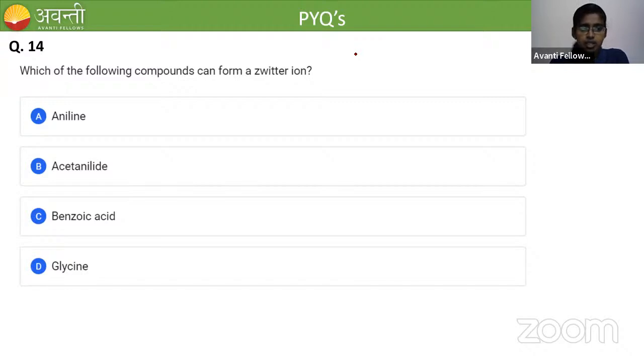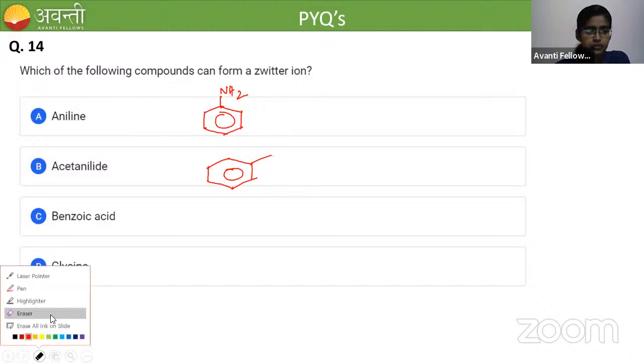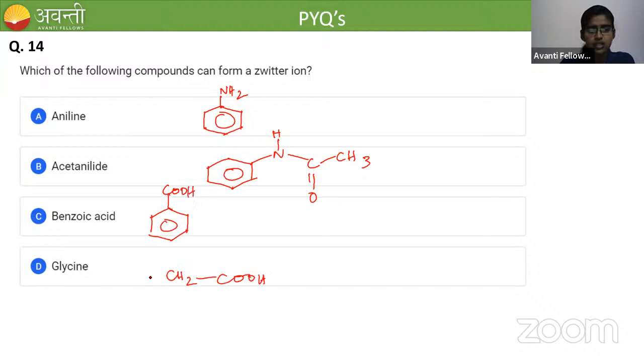Okay. So you can see 4 options on your screen. Option A is aniline, C6H5NH2. Then acetanilide, so let me draw the structure for you. It has an amide linkage here: NH, C double bond O and CH3. This is your acetanilide. And benzoic acid is C6H5COOH, right? And glycine is NH2CH2COOH.